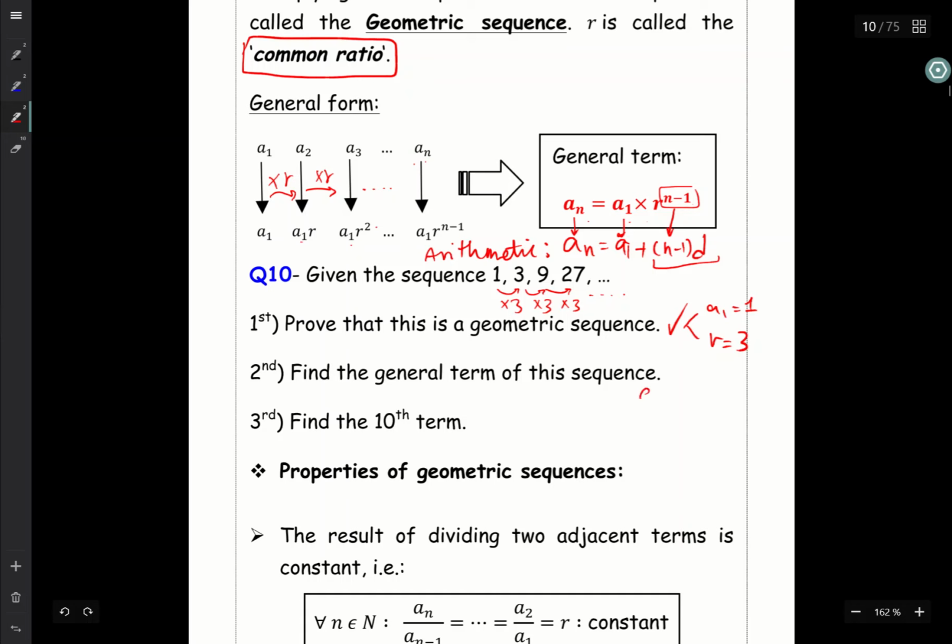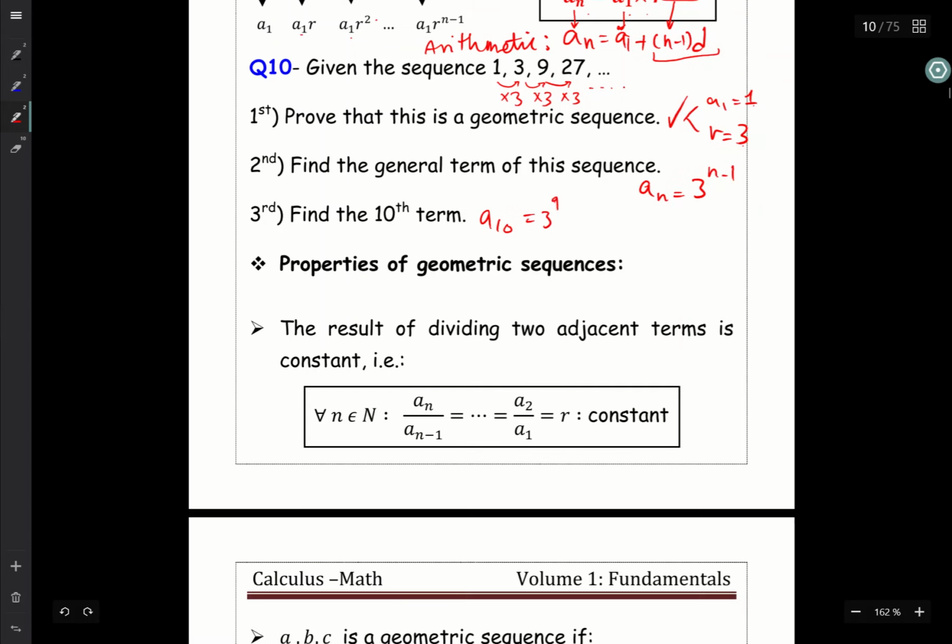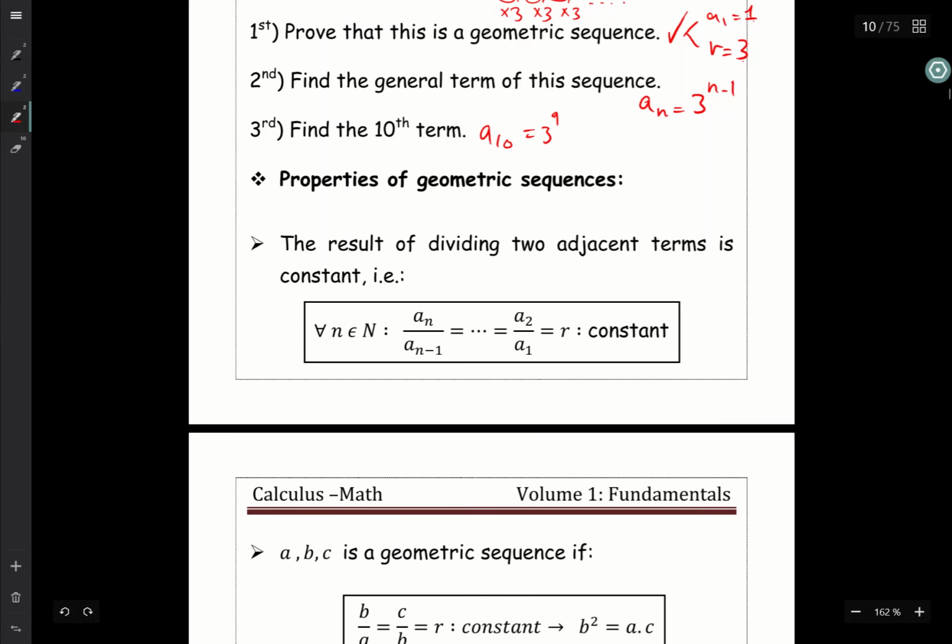Find the general term. An is a1 times r to the n minus 1, which is 1 times 3 to the n minus 1. Find the 10th term, so a10 is 3 to the power of 9. Okay? Properties of geometric sequences.